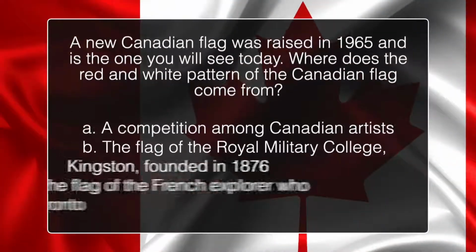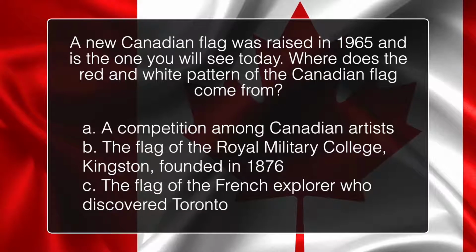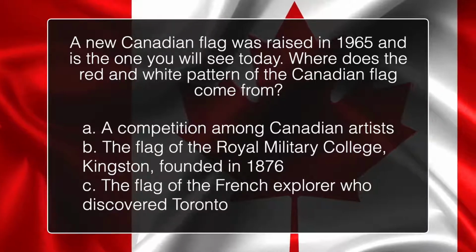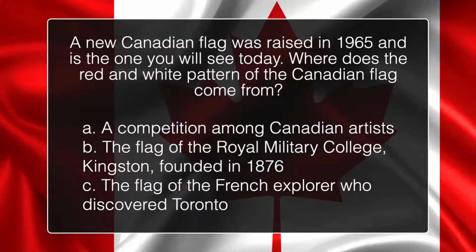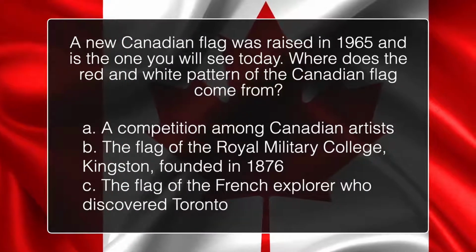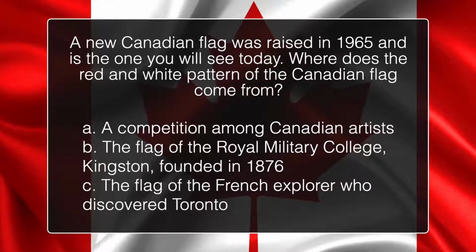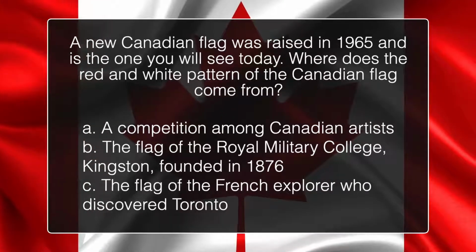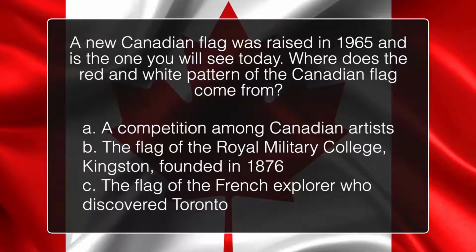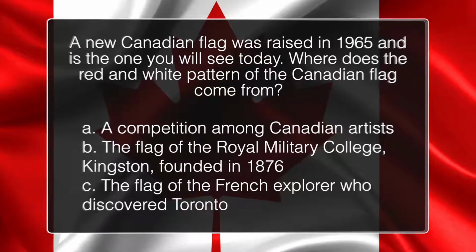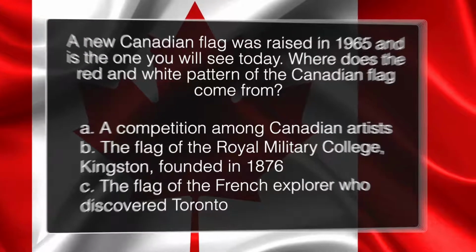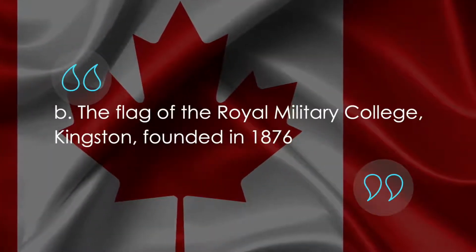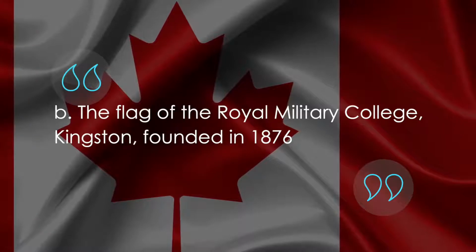A new Canadian flag was raised in 1965 and is the one you will see today. Where does the red and white pattern of the Canadian flag come from? A competition among Canadian artists? The flag of the Royal Military College, Kingston, founded in 1876? Or the flag of the French explorer who discovered Toronto? The answer is the flag of the Royal Military College, Kingston, founded in 1876.